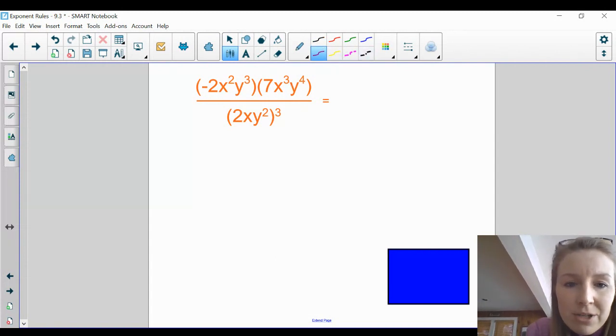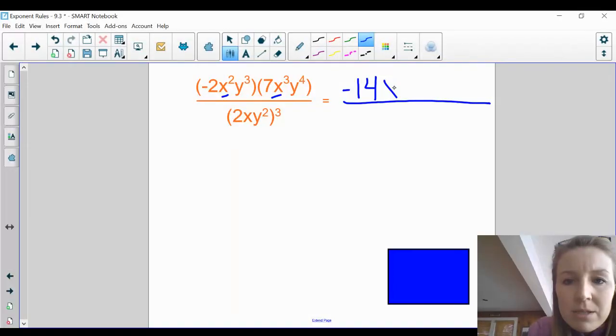My advice to you is to always simplify your numerator, simplify your denominator, and then work vertically. In other words, work horizontally and then work vertically. So we're going to start by combining what we can on the top. So I'm going to combine my negative 2 and 7, which is going to get me to negative 14. My x squared and my x cubed is going to get me to x to the 5th. And my y cubed and my y to the 4th is going to get me y to the 7th.